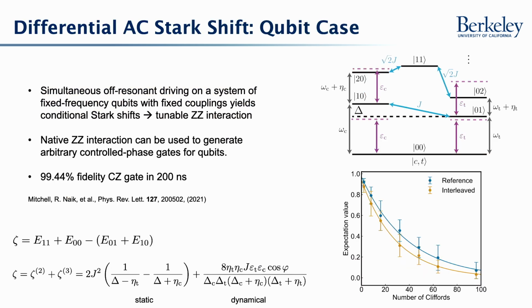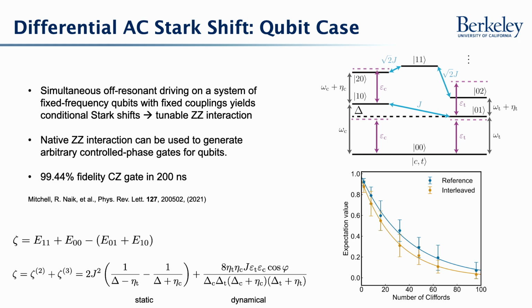So the idea of this differential AC Stark physics is that if we turn on simultaneous off-resonant drives on both of our qubits, then this realizes an effective Hamiltonian that has some local unconditional Stark shift terms, but critically a ZZ-like conditional Stark shift term that is actually tunable with the parameters of the drive.